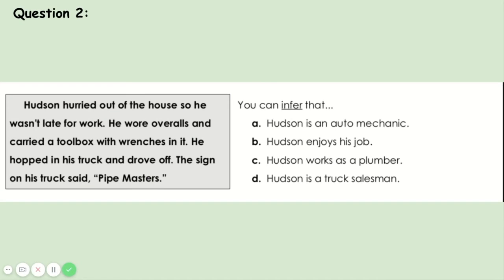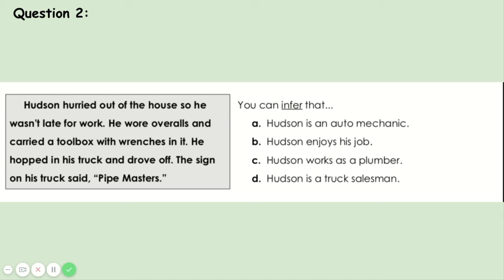Now, when I go back and look at my options, A, Hudson is an auto mechanic. Now, I'm sure that auto mechanics use a wrench while they're working on cars. But when I think about the other clues that the passage gave us, the sign saying Pipe Masters doesn't really let us know that Hudson is an auto mechanic or works on cars.